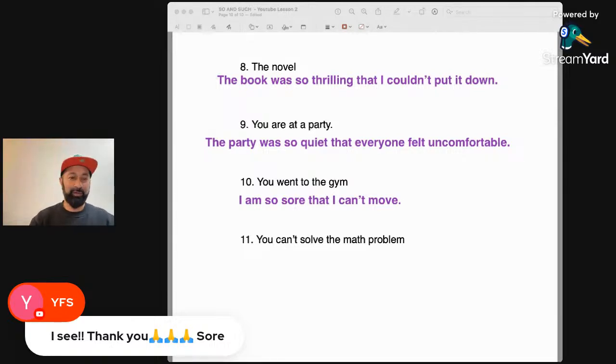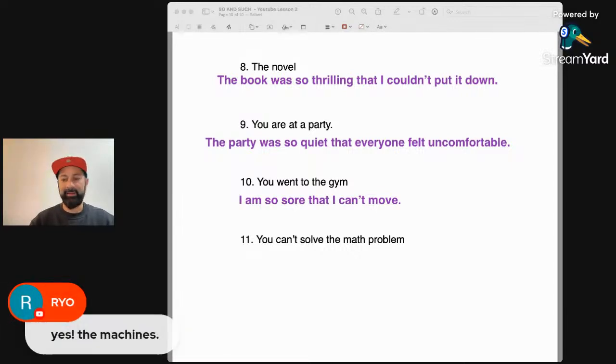My feet are sore. Now, if it's actually pain, then we could say hurt. I hurt my shoulder. I hurt my hand. That means it's a type of injury. The word injured is not really commonly used in conversation. Injured or injury is more used for athletes. And yes, the machines, perfect.